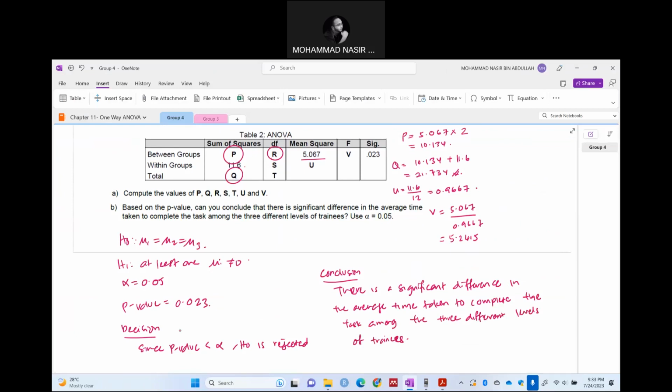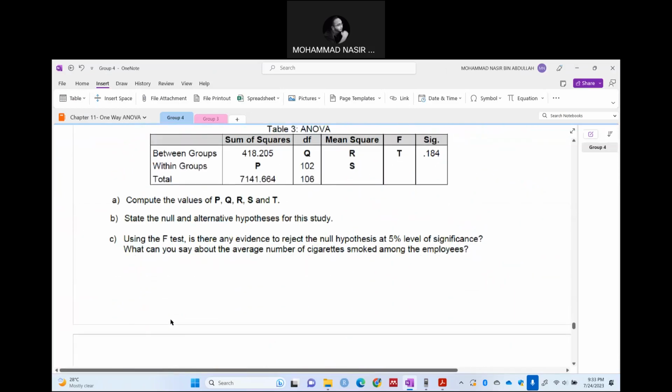Okay. All right. So this one should be very easy. Okay, can? So let's look at example number 5.